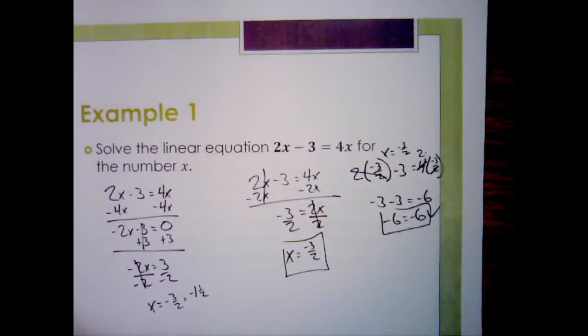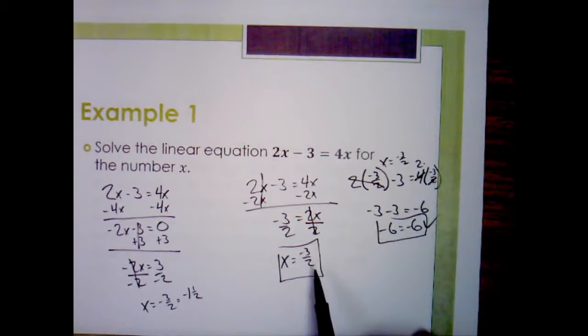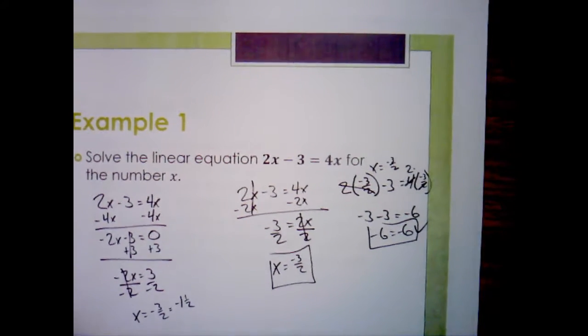So again, we're using our inverse operations. We want to end up with x equals a number. And this was our number. That's our solution.